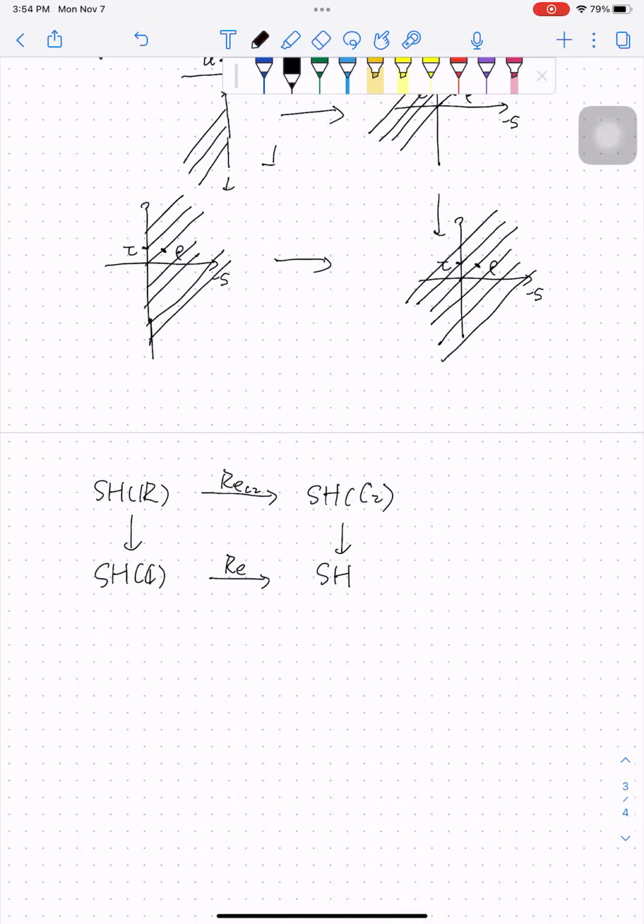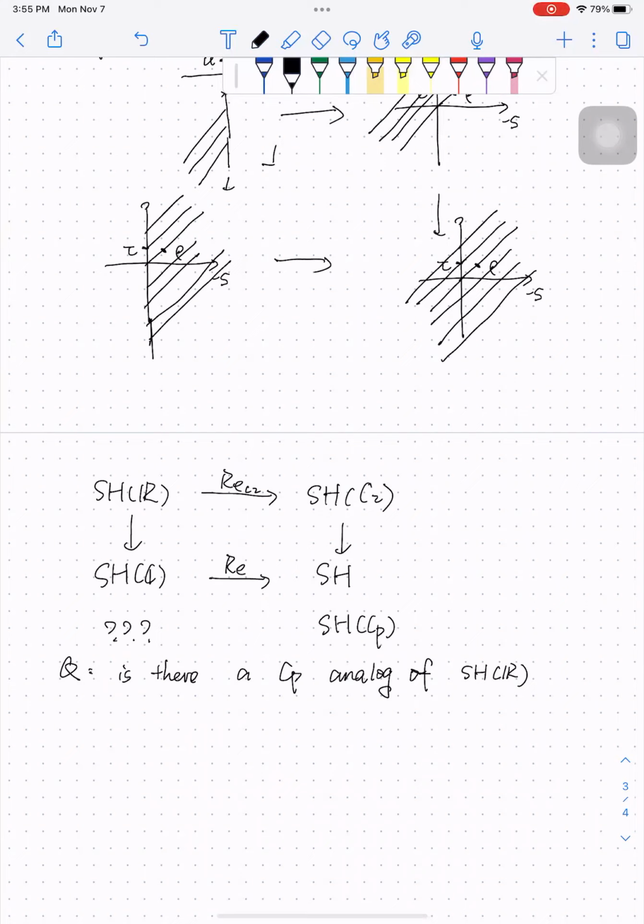So the question is, is there a CP analog of SH R? Or more precisely, we want to put CP here, and we want to find some question mark category here, such that we have an analogous diagram like this. Okay, so this is our question.